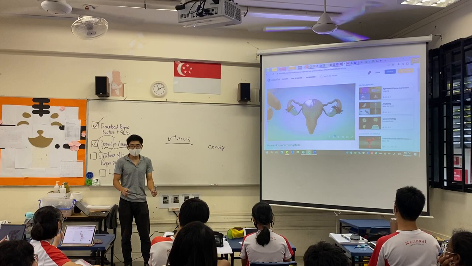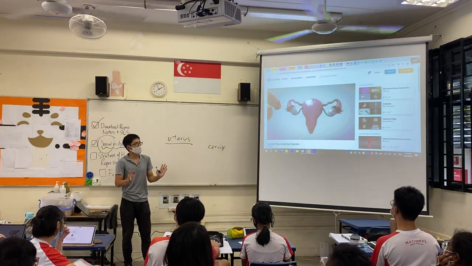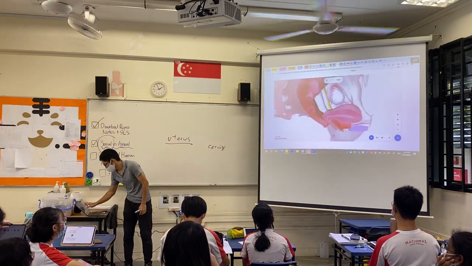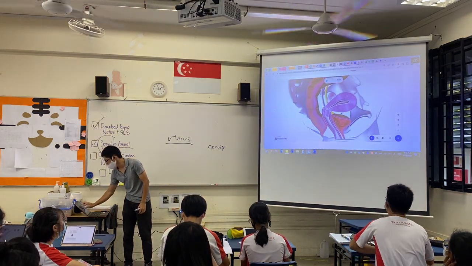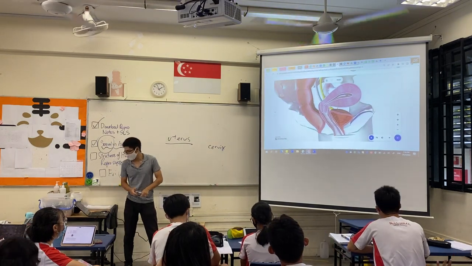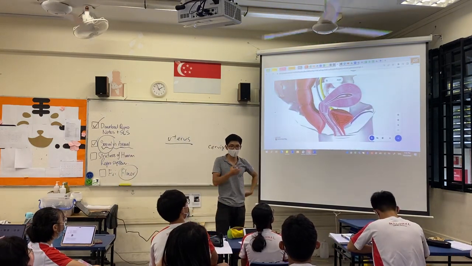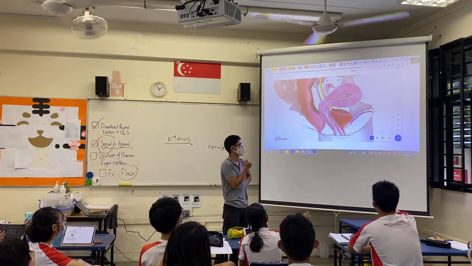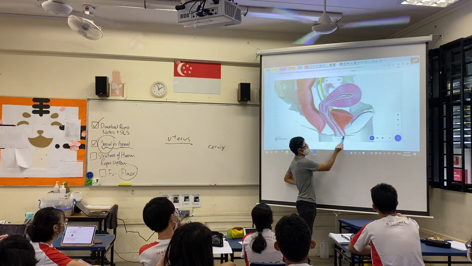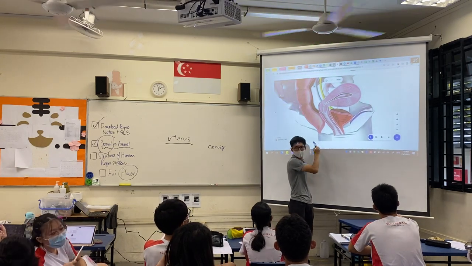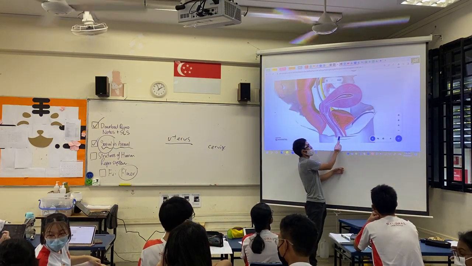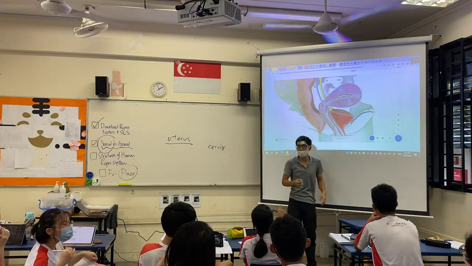But again, I need you to know where things come from, so you don't label things wrongly and give me a good laugh during the exam. So over here, you tell me where the baby will come up from. There are three openings: opening number one, opening number two, opening number three. I say A, B, C. Where does the baby come up from?